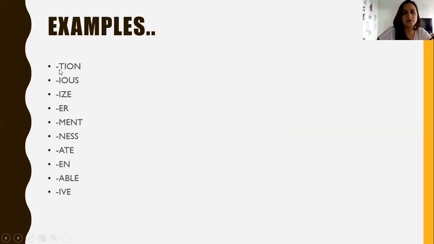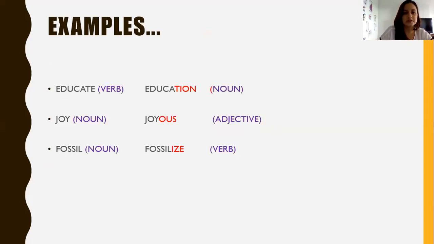The first one we've been practicing in the former lists, okay? Shun, or in some cases pronounced shun. We have yes, eyes, meant, ness, ate, and able, and I've, okay? So these are added to a word, and many times they change the usage or the parts of speech. Let's take a look at some examples.